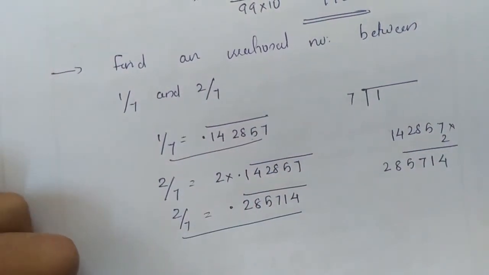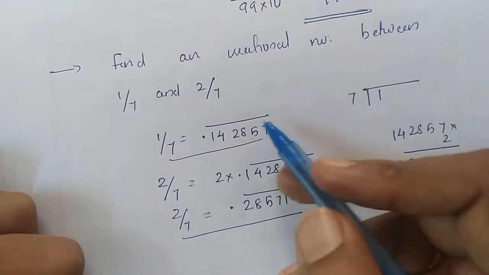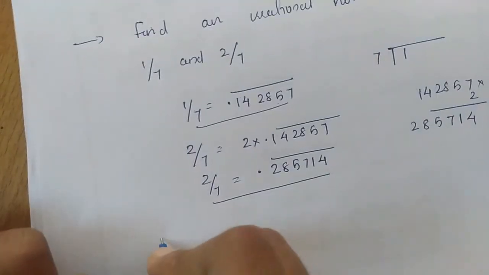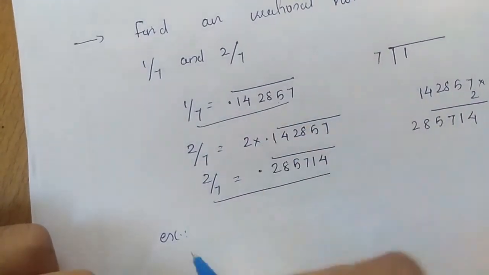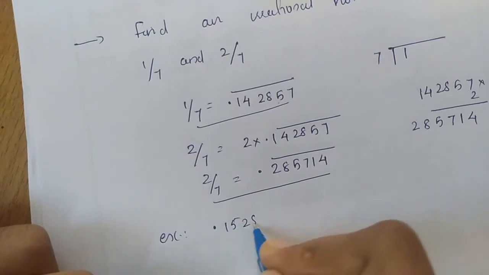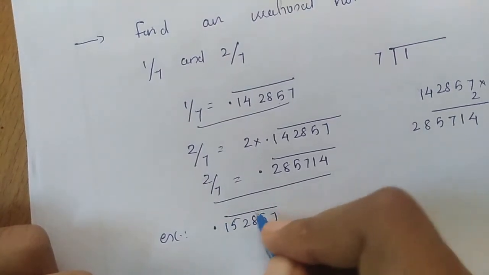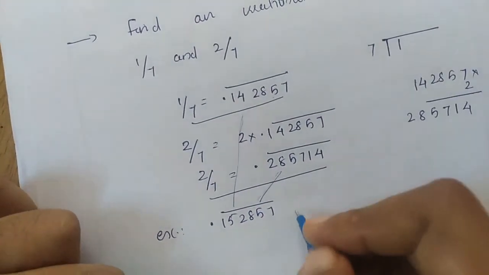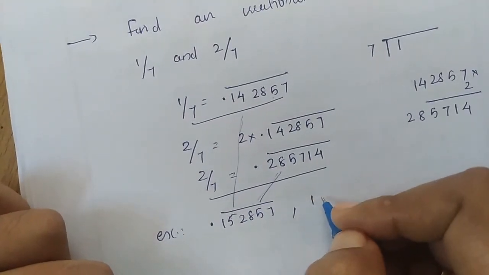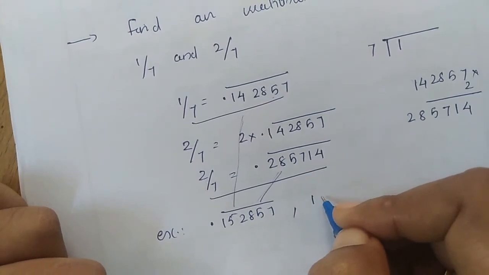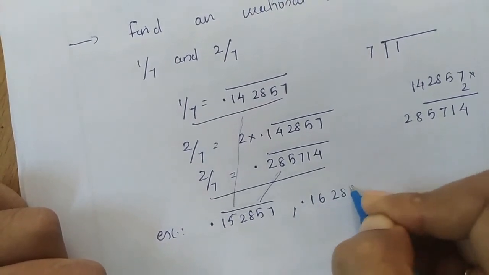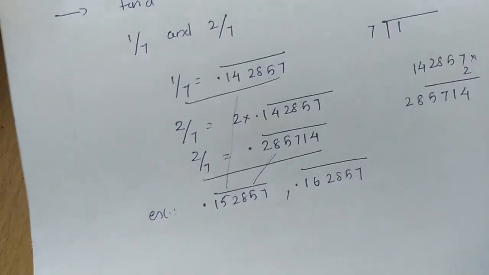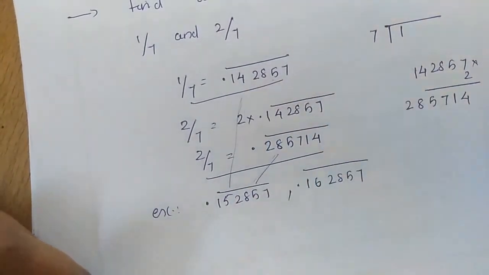1 by 7 and 2 by 7. You have to find an irrational number between these. We can select a lot of numbers. For example, 0.152857. This is a number that lies between these two values. Another number, 0.162857. We can find a lot of numbers between these two numbers.